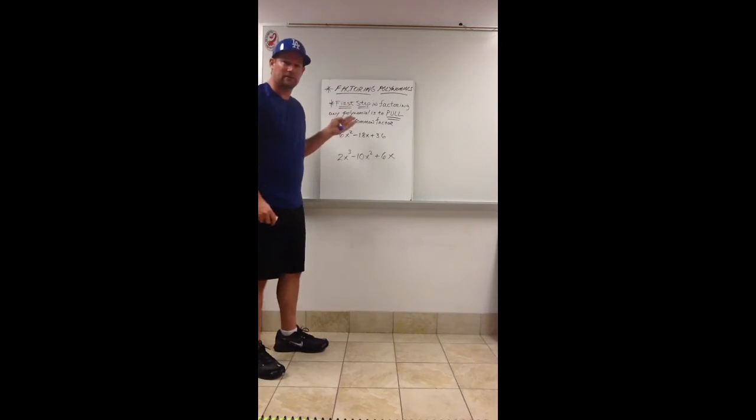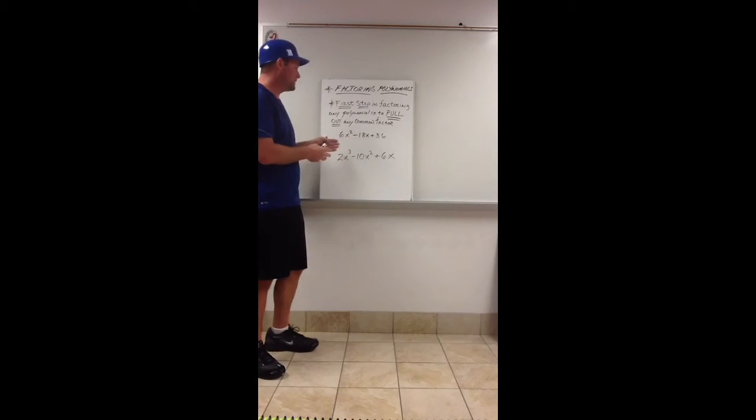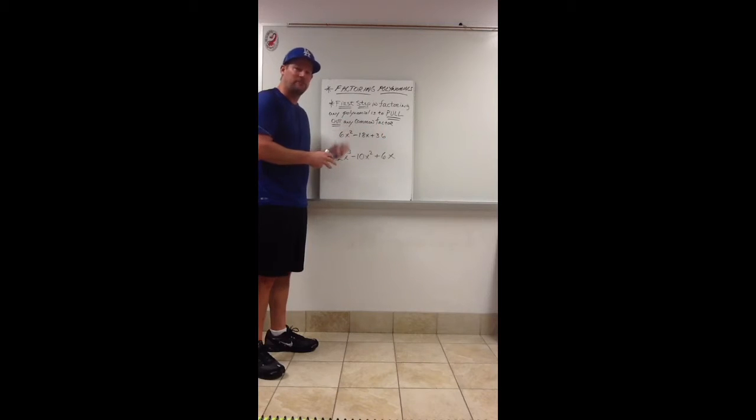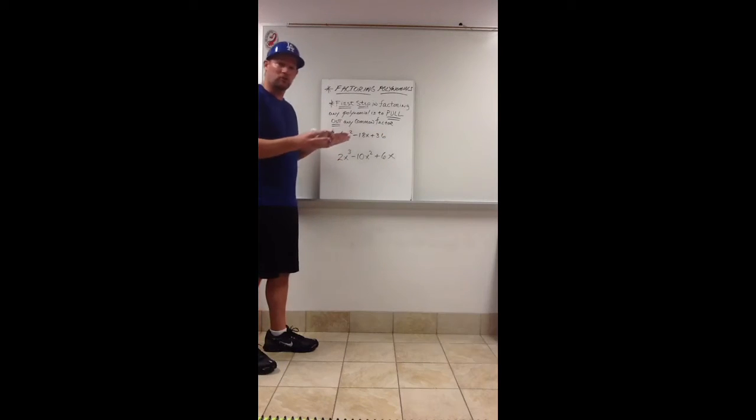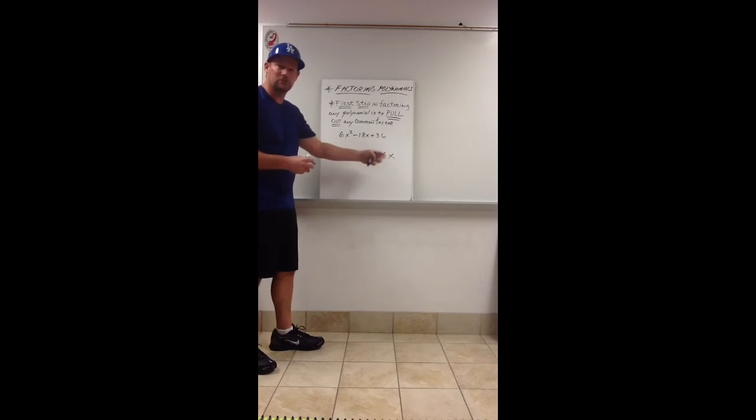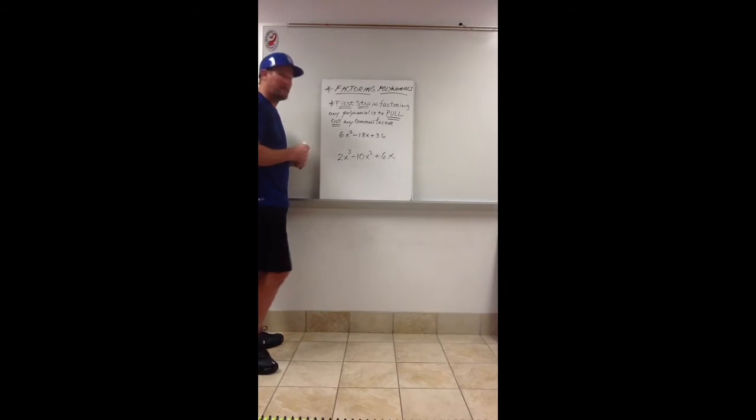Alright, whenever we factor, our first step, no matter what it is, we've got to look for that common factor to pull out. It's kind of like the cardinal rule. So if everybody has a 6, pull it out. If everybody has a 2, pull it out. If everybody has a 2 and an x, pull it out. Got to pull out that common factor.